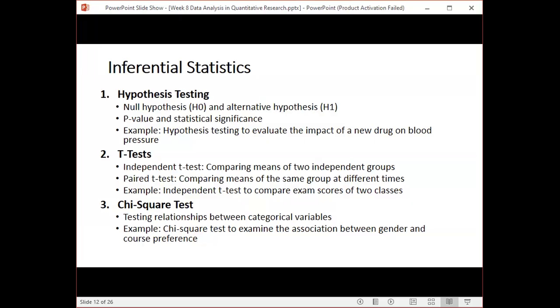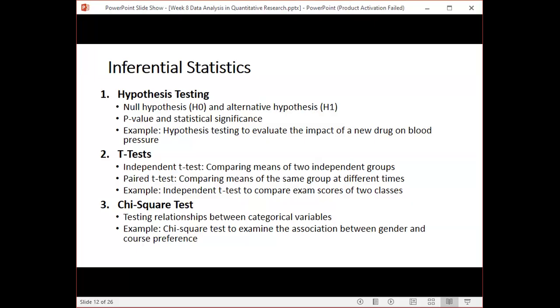Okay, we can also have what we call a paired t-test. This one compares the means of the same group at different times. So I collect data on only males, first semester and second semester. So now what I'm doing is comparing the same group, which is males, between the first semester exams and the second semester exams. So it's the same group, but at different times. That is also called the paired t-test.